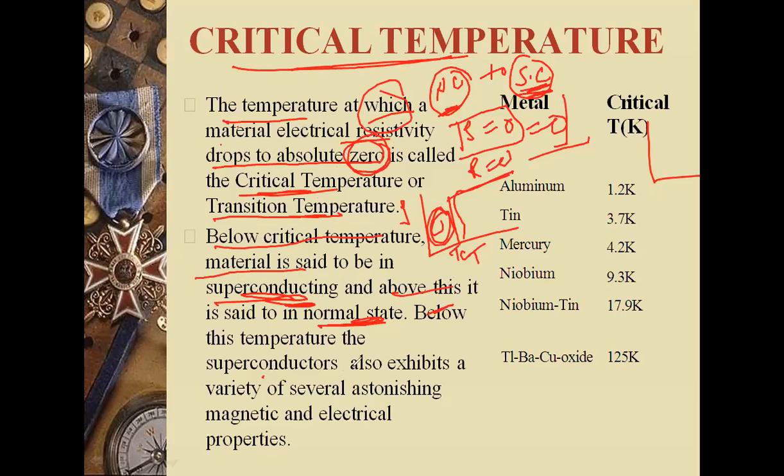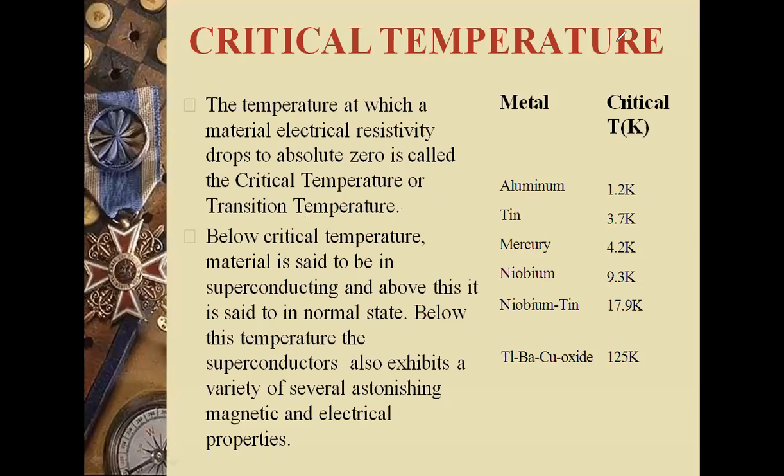Below this temperature, the superconductor exhibits a variety of important properties. So I'm going to close this. What is the importance of the critical temperature or transition temperature of superconductors? Transition temperature is the temperature at which a normal conductor transforms to the superconducting state, and at that point its resistivity drops to zero. Below the transition temperature, it behaves like a superconductor. Above the transition temperature, it acts like a normal conductor.